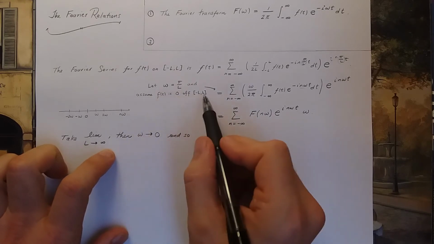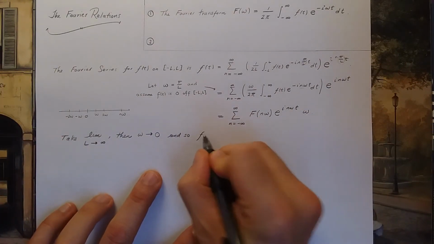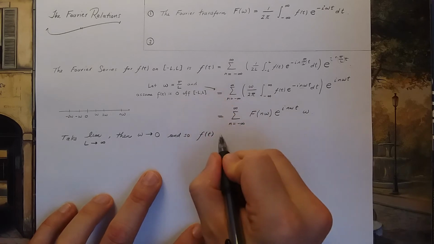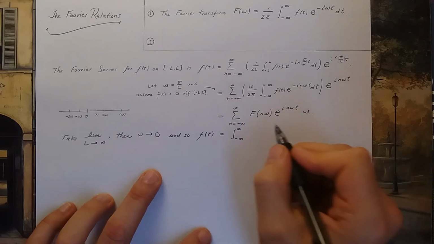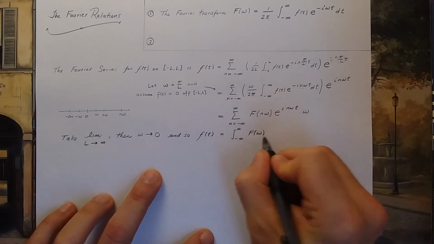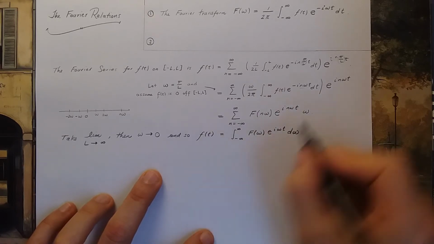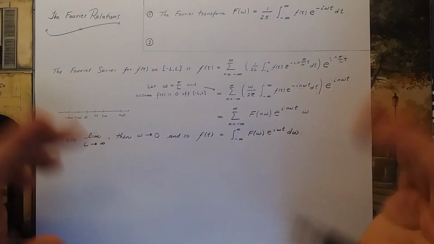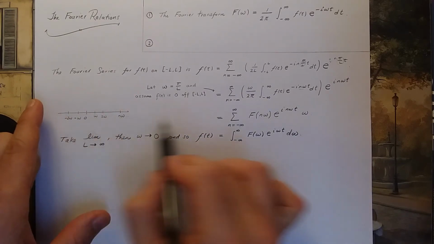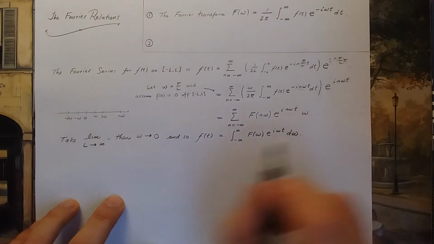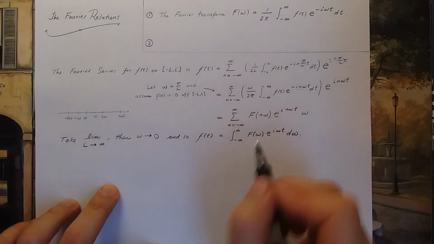My function is 0 off of the interval from negative L to L. That keeps getting enlarged. So what I find is my function f of t is the integral from negative infinity to infinity of f of omega e to the I omega t d omega. So this omega became like a d omega because omega went to 0, and the n omega became any value you'd like on the number line, omega. So this is the second of the two equations which give me the Fourier relations.